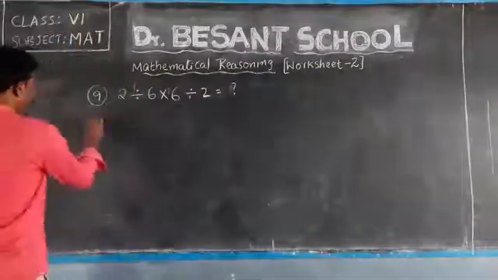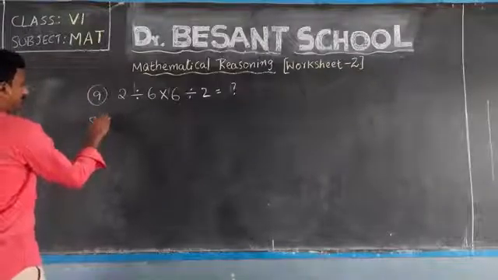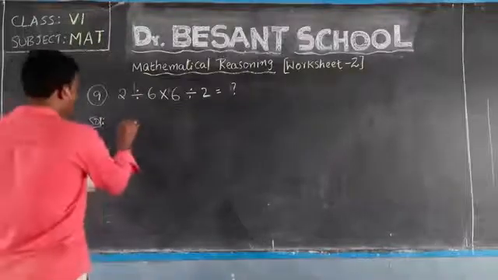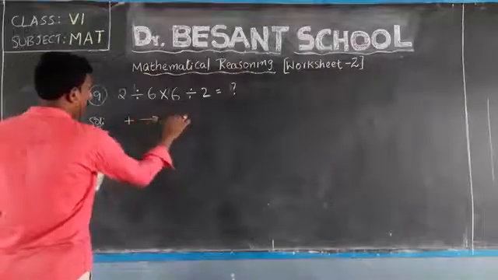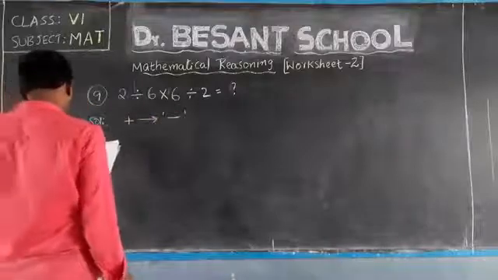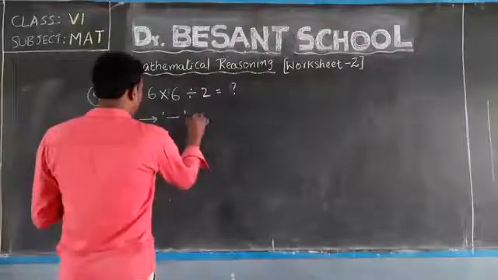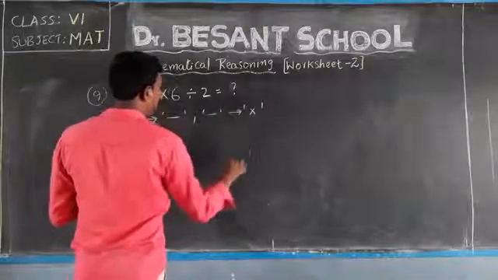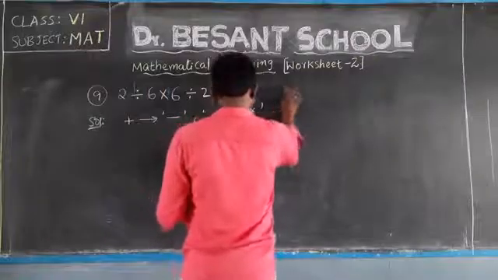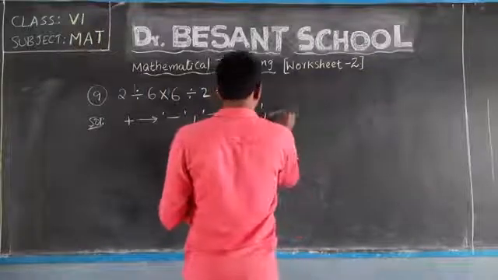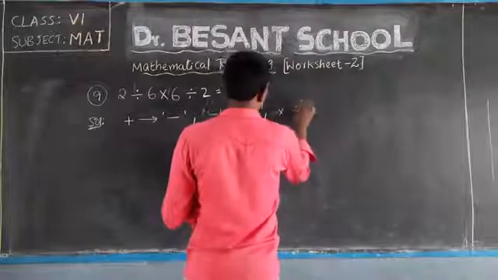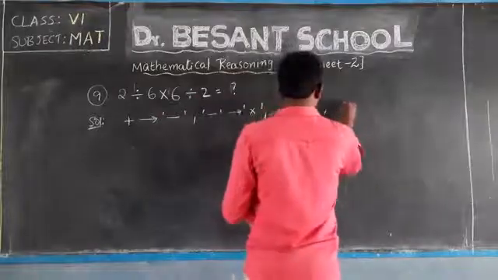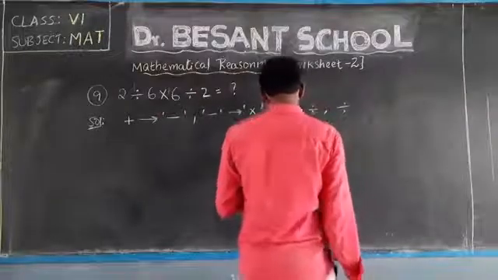Okay. So in the problem part, what he has given to us is like this. If plus is there, it is to be treated as minus. And if minus is there, we have to use it as into. Okay. Next one, if into is there, we have to use it as divided by. And divided by is to be used as plus.